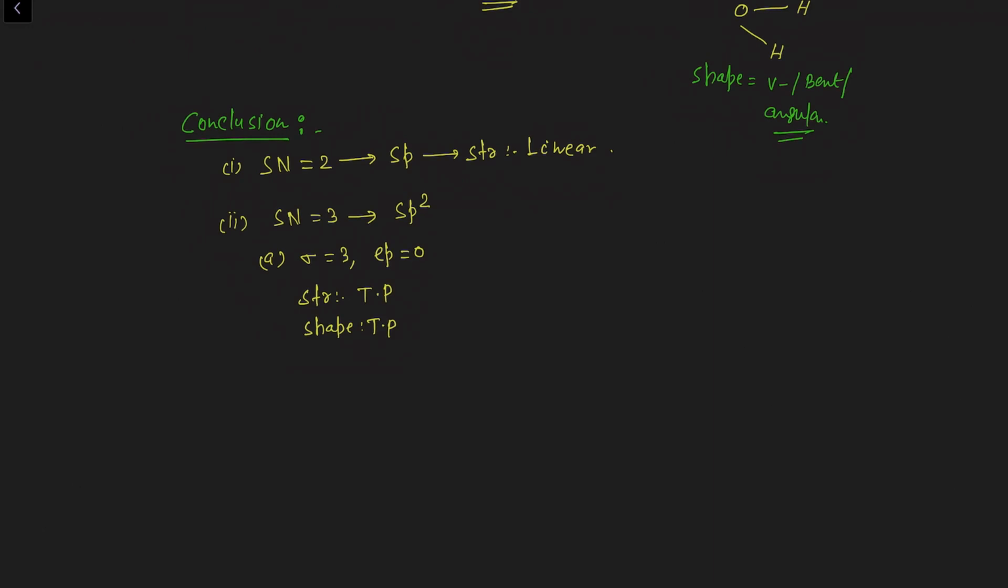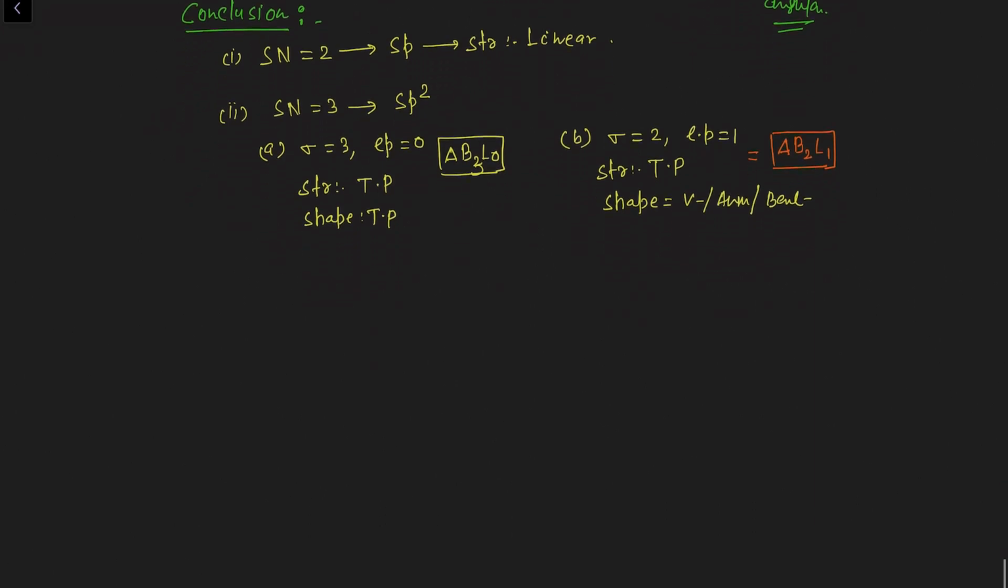And this is which type of molecule? AB3L0 type of molecule according to VBT. In this, one more condition is possible. If sigma bond is 2, lone pair is 1, then again steric number will be 3, right? But structure will be trigonal planar, but shape will be V shape, angular shape or bent shape. And this, according to VBT, is AB2L1 type molecule.